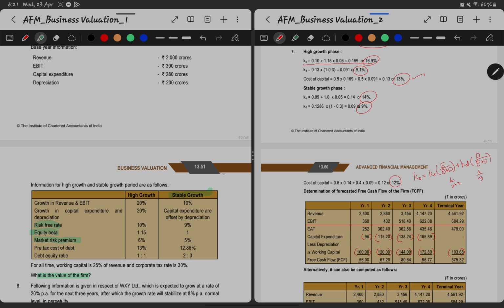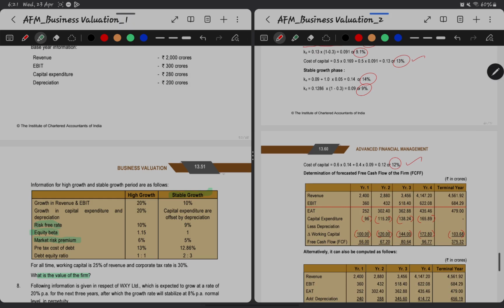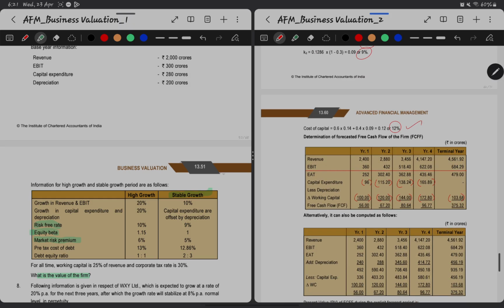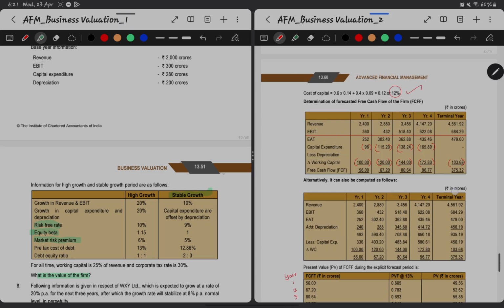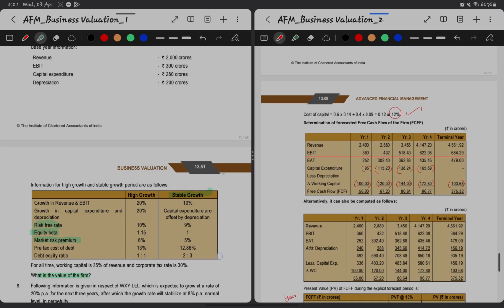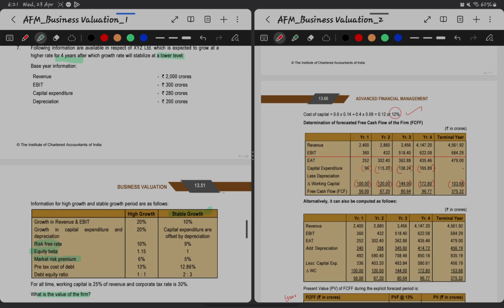So same, they have found out, same ratios they have followed to calculate this overall cost of capital, 12 percentage. Okay, so the terminal cash flow will be discounted at this 12 percentage. Now the next step is finding out free cash flow to firm.